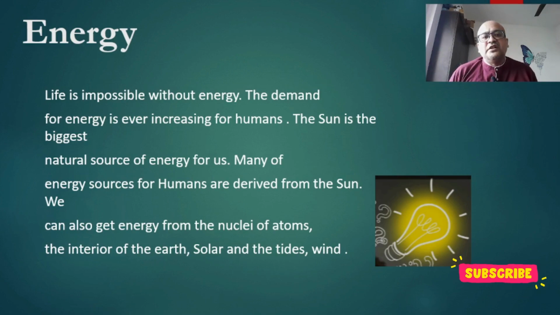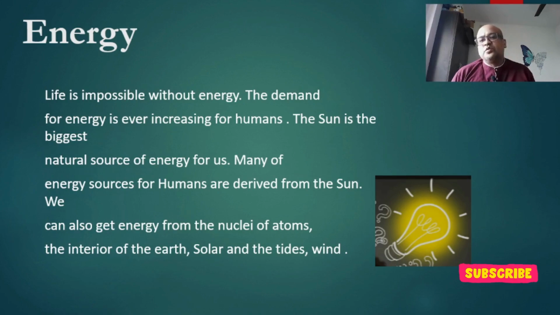Whatever energy we get from the sun, and many other sources are also there. The food that we eat, we get energy for our body. So energy is the main requirement. We can also get energy from other sources. What are these sources? These sources are the nuclei of atoms, that is the atomic energy. From that also we can get the energy, right? From the interior of the earth, the temperature is high, so from there also we can get the energy.